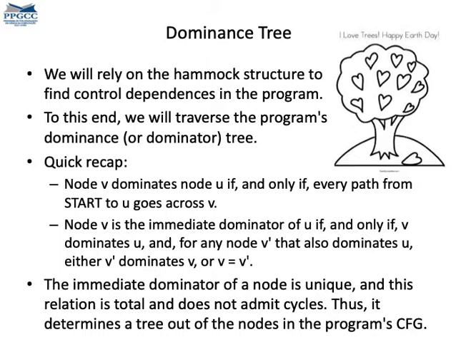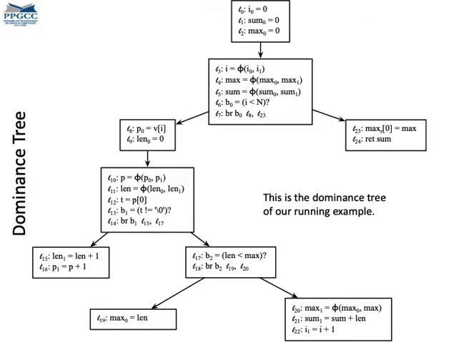Remember, node V dominates node U if and only if every path from the start of the CFG to U goes through V. And V is the immediate dominator of U if and only if any other node that dominates U will also dominate V. This is the dominance tree. For our running example, there is an edge from A to B in the tree if block A is the immediate dominator of B.